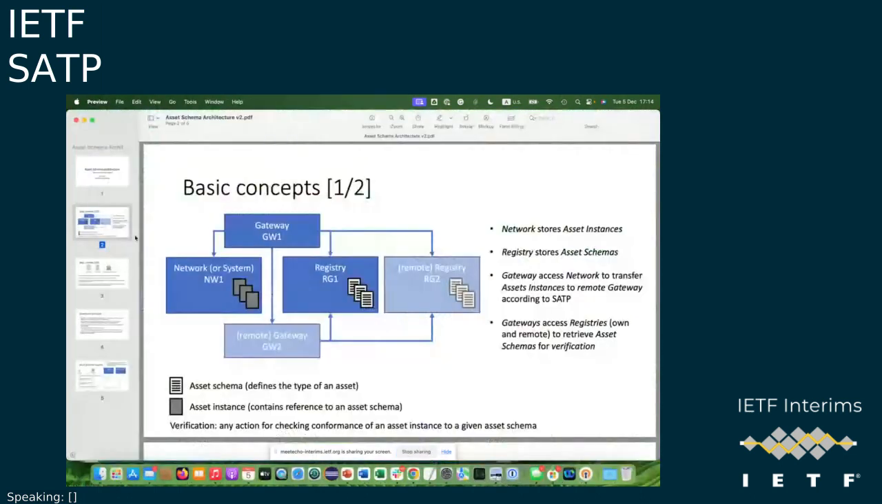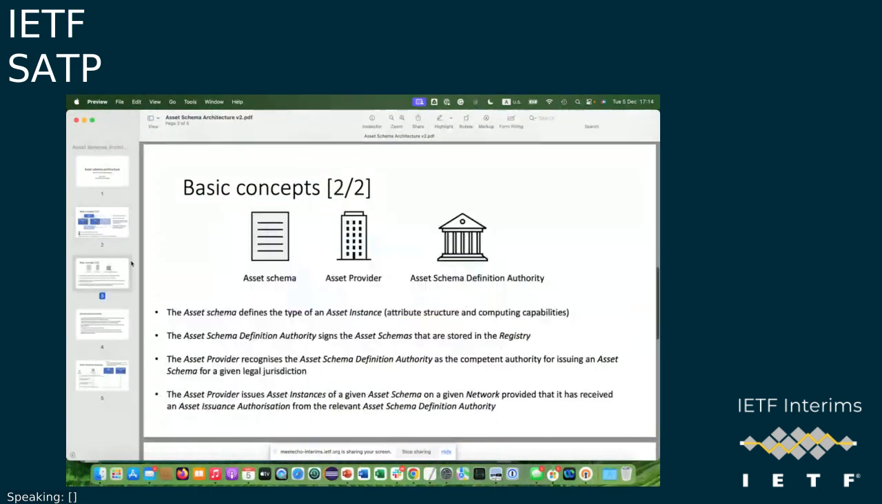So moving on to the next slide on the concepts. Inside the registry, we have the schemas, the providers of the assets, and what we call the schema definition authority. The schema defines the type of the asset, as we said before, the asset instance. So there is the structure of the attributes of the asset instance and eventually other capabilities related to the constraints, eventually of in which network the asset can run, if it is transferable, if it is taxable, other capabilities as we discussed during the previous IETF meeting.